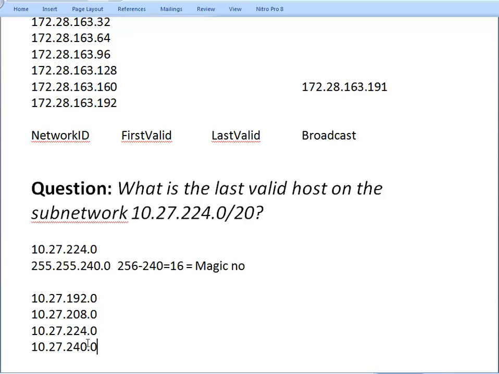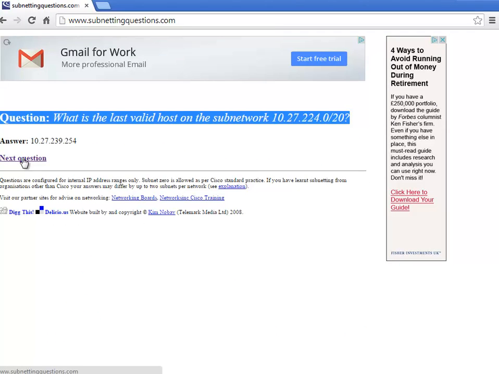Okay, so now I just found out the range. I found out the next network as well. So, for example, the broadcast address will be 10.27.239.255, and the last valid address will be 10.27.239.254. So the last valid host address on that subnetwork will be 10.27.239.254. Okay, let's have a look. Yeah, that's fine. That's right.